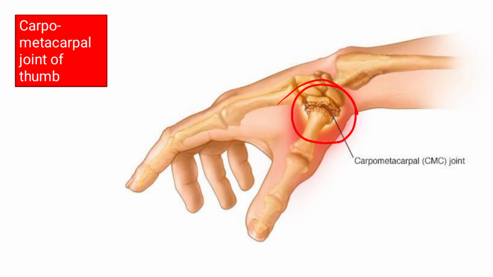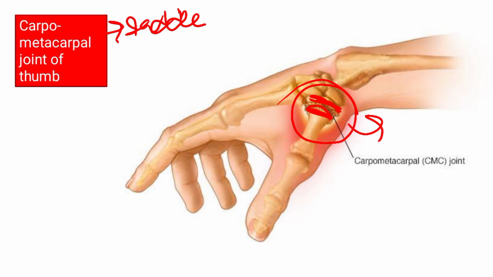This is the CMC joint. This is a saddle type of joint between the base of the first metacarpal and the distal surface of the trapezium. This is the base of the first metacarpal, and this is the distal surface of the trapezium. It enjoys greater freedom of movement.